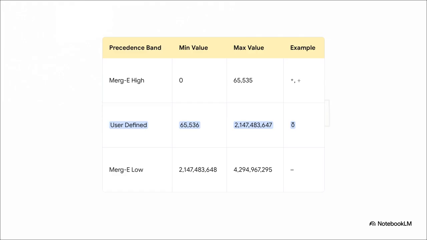You see, you can decide the order of your own custom operators, but they are always stuck in their own sandbox, the user-defined band. This means you can never accidentally create an operator that has a higher priority than core math, like multiplication, and you can never make one with a lower priority than assignment. The core language rules are protected.